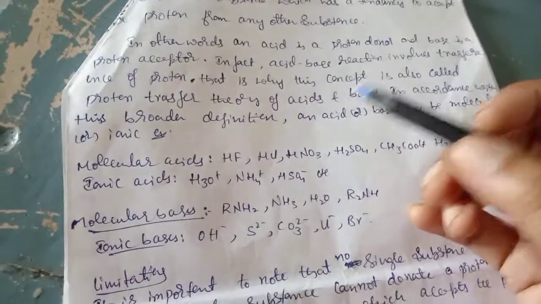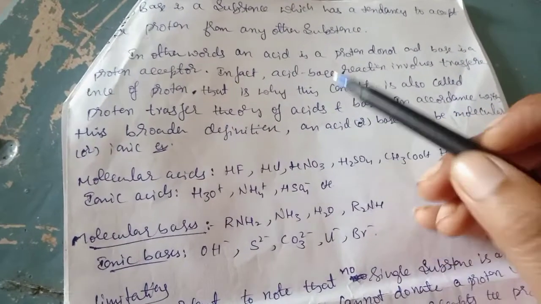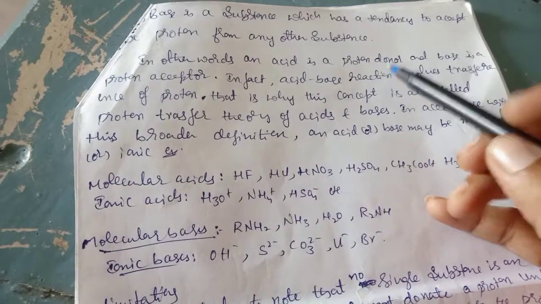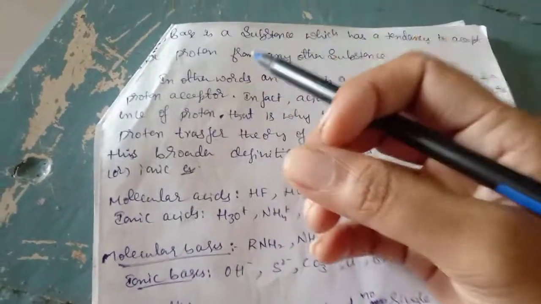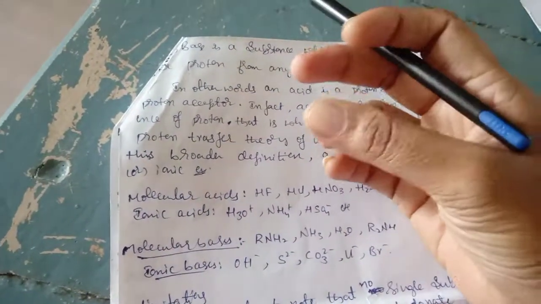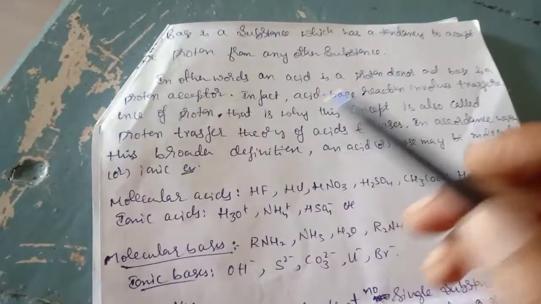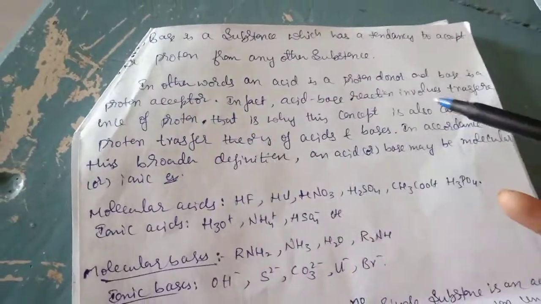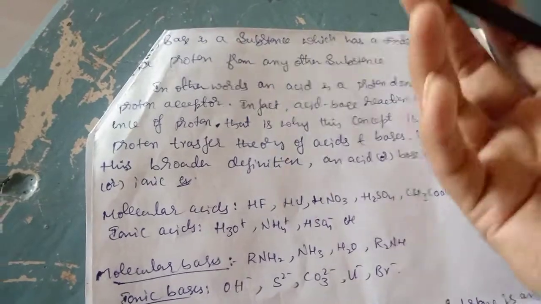So according to the Bronsted-Lowry concept, in other words, we also define this: an acid is a proton donor which gives H plus ion to any other substance. So this is acting as a donor, a proton donor, H plus.